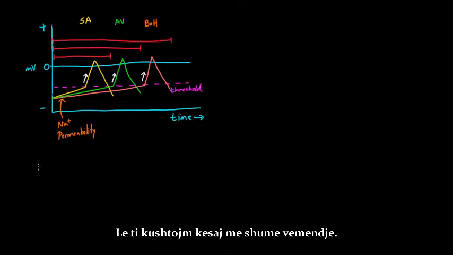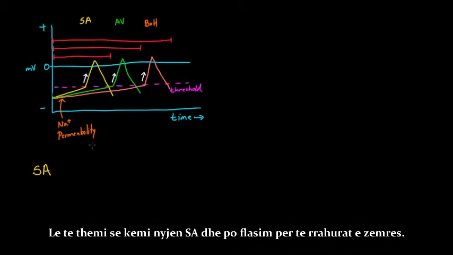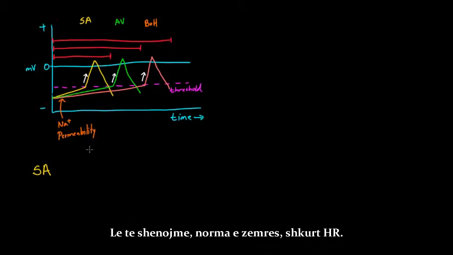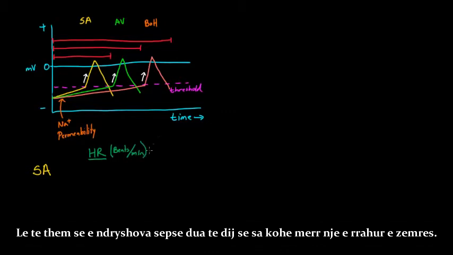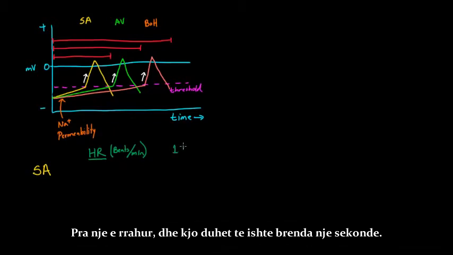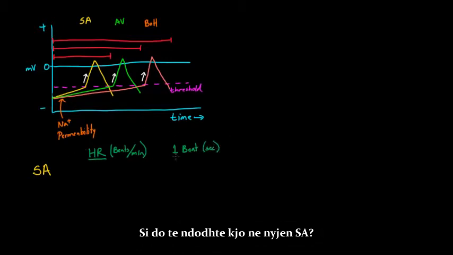So let's actually think about that a little bit more carefully. Let's say we have our SA node, and you're talking about heartbeats. Let's actually write out heart rate. Heart rate is HR, and this is going to be in beats per minute. And then let's say I flipped it around and wanted to know how long one beat takes. So one beat, and that will probably have to be done in seconds. So how would that be for the SA node?